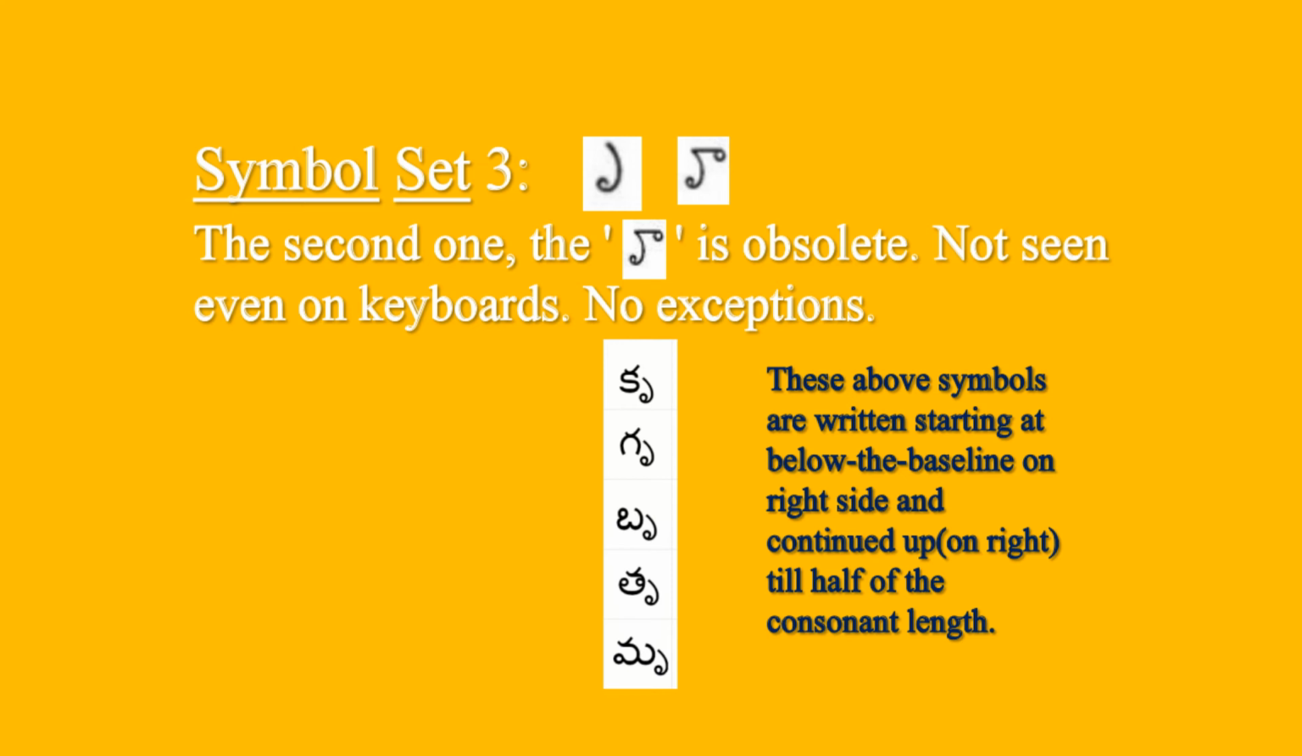It starts on the lower right and below the baseline and then continues up till half the length. And it is always the same for any consonant, irrespective of whether there is a talakattu or a loose open end or whatever. So no exceptions for these symbols. If you see the examples: kru, gru, bru, tru, mru.